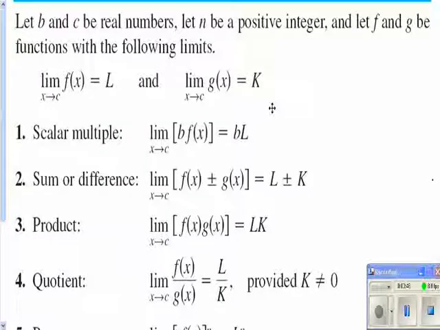Now these theorems are saying, well, if you start off with two functions where the limits exist, so the limit as x approaches c of f is L, and the limit as x approaches c of g is k. Well, if you just multiply your first function by a number, your limit's just going to be your limit times whatever number it was.